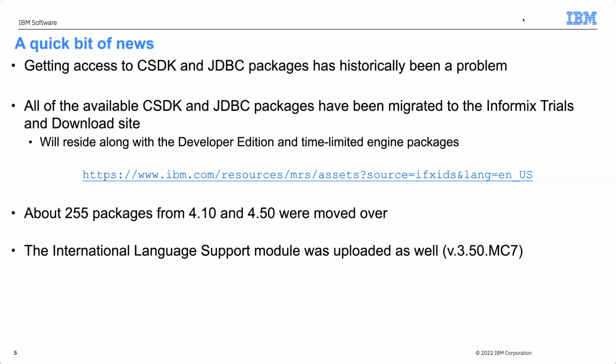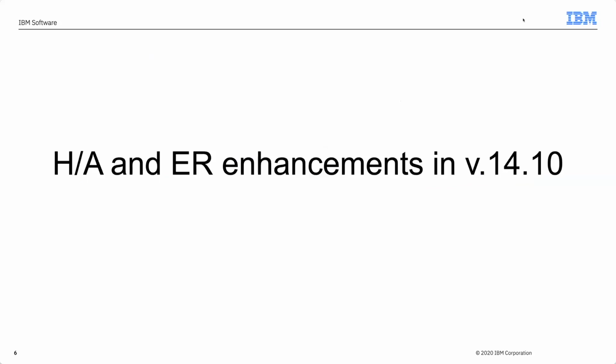The other thing is, copy and use this specific URL. There are some other URLs floating around that have an extra parameter in the middle of them. That parameter, if you try to access the Trials and Download site, will lead to tears because it just doesn't work. So use this URL. You're guaranteed to get in and find what you're looking for. So anyway, just some news.